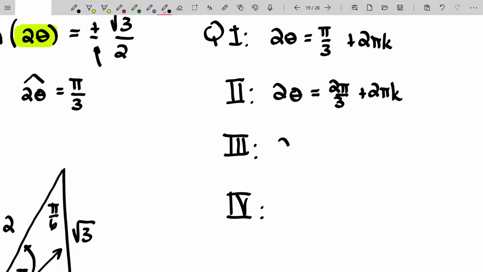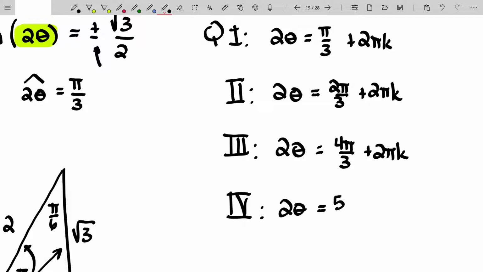In quadrant 3, our angle, 2 theta, is equal to, let's see, we have a reference angle of pi/3 in quadrant 3, that'd be 4 pi/3, and again, plus 2 pi k. And finally, in quadrant 4, our angle, 2 theta, is equal to 5 pi/3, because that has the reference angle of pi/3 in quadrant 4, plus 2 pi k.